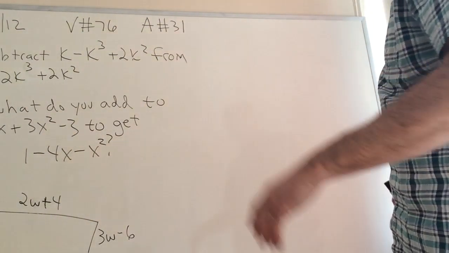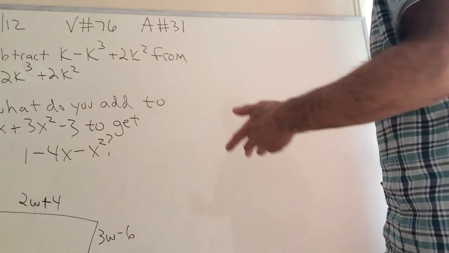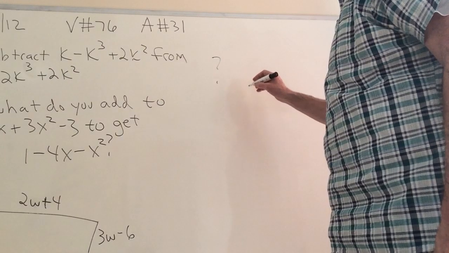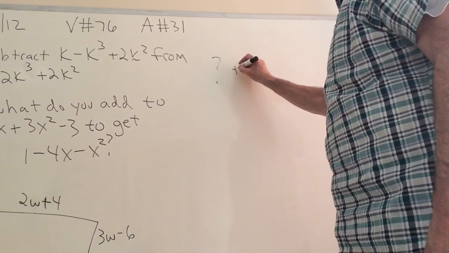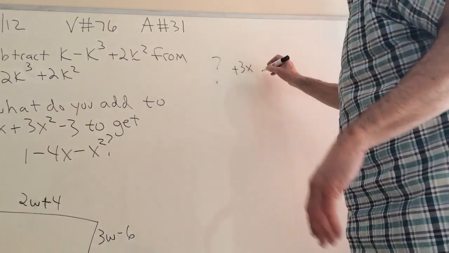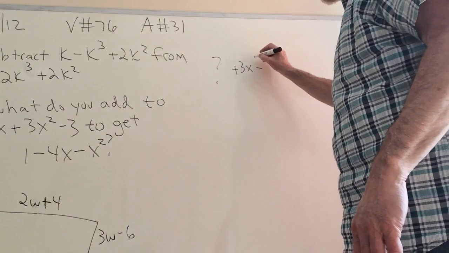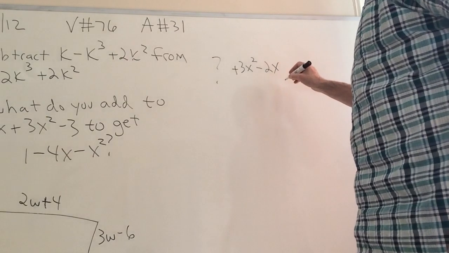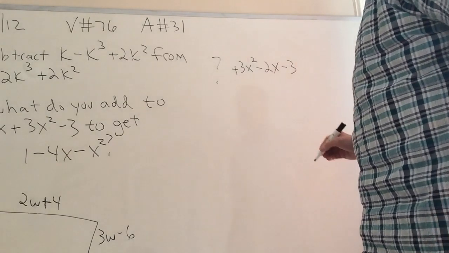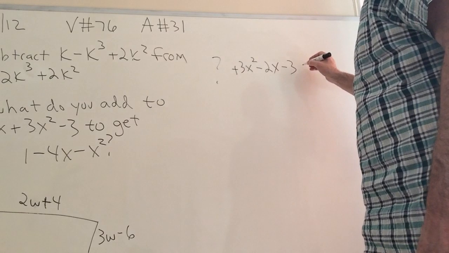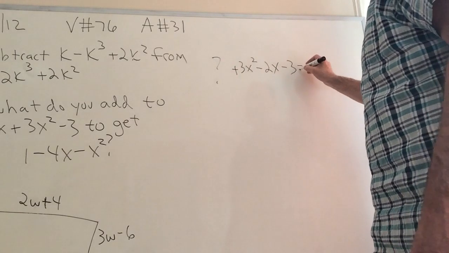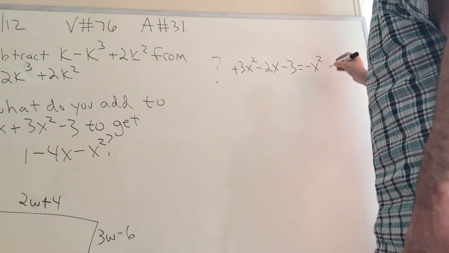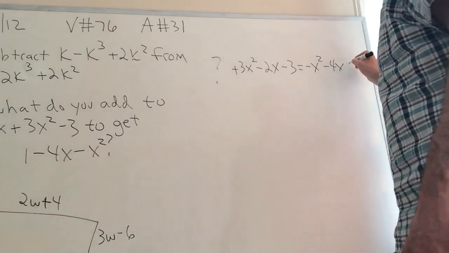Okay, so now we look at number 2, and it says, what do you add? So there's the what. And do you add 2? And I'll put it in standard form. Like I said, I'm doing it different ways. There's the squared again. Always leave that out. I don't know why. And there we go. And there's the minus 3 to get this: minus x squared minus 4x plus 1.